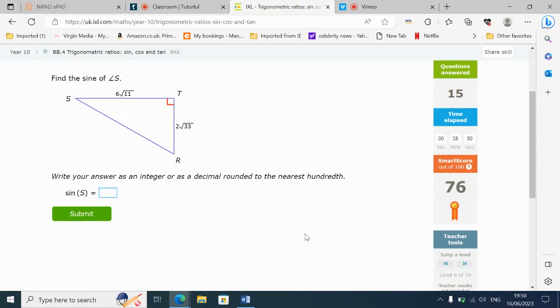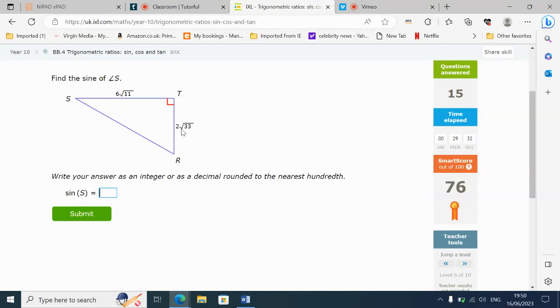So what do we do? We would do Pythagoras' theorem, so that would be a squared plus b squared equals c squared. So we do 2 square root 33, and then we would do 6 square root 11. So what we would do is add the numbers up that we find.